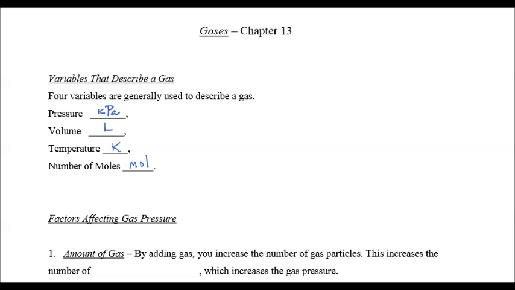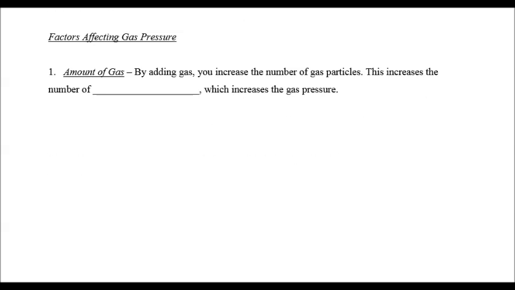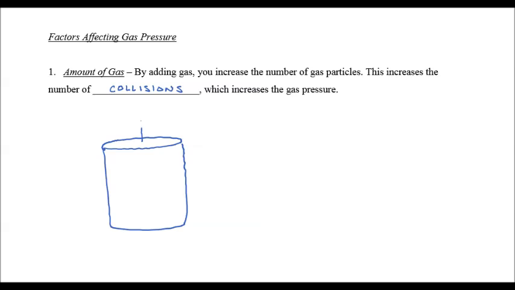So the first one is the amount of gas present. By adding a gas, you increase the number of gas particles. This will increase the number of collisions, which will increase the gas pressure. So here we're going to draw 2 cylinders. And each cylinder has a gauge.